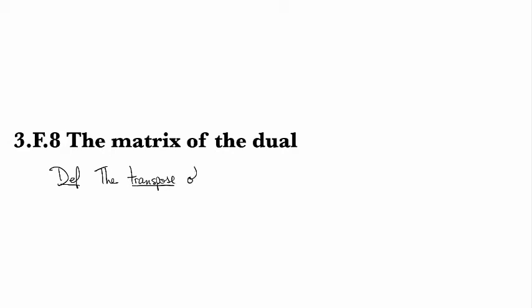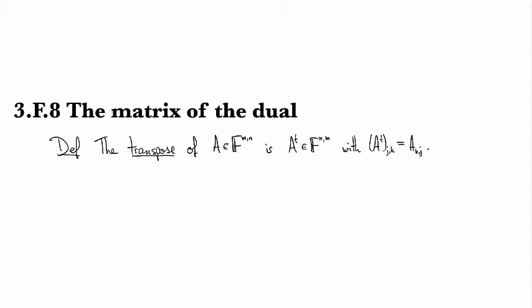So the transpose of an m by n matrix A is denoted A with this book using a superscript lowercase t. And this is going to be an n by m matrix. And it's going to be the one whose jkth entry is the kjth entry of the original matrix.